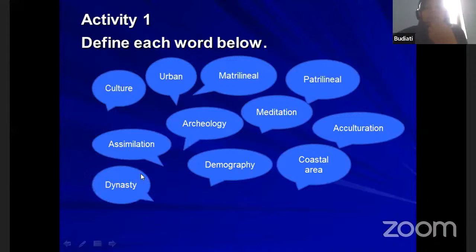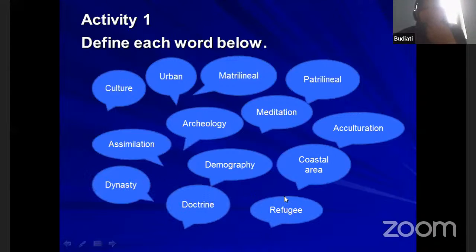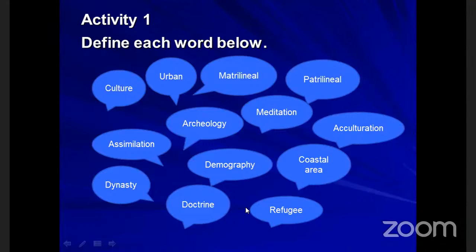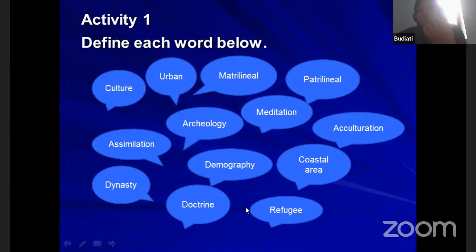Assimilation, and last about the dynasty and doctrine. And refugee. I just want to know about the refugee. Do you know what is refugee, please? Ada yang tahu apa itu refugee? Pengungsi. Yes, pengungsi. Can you make a sentence using the refugee? We also find in Indonesia too, there are some refugees from other countries in Indonesia. Okay, please make a sentence using refugee.